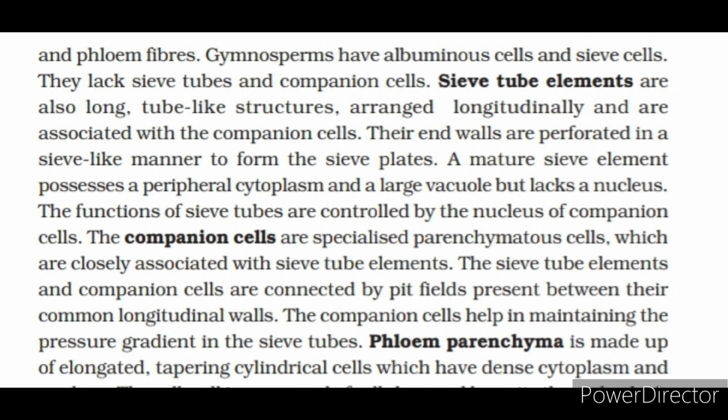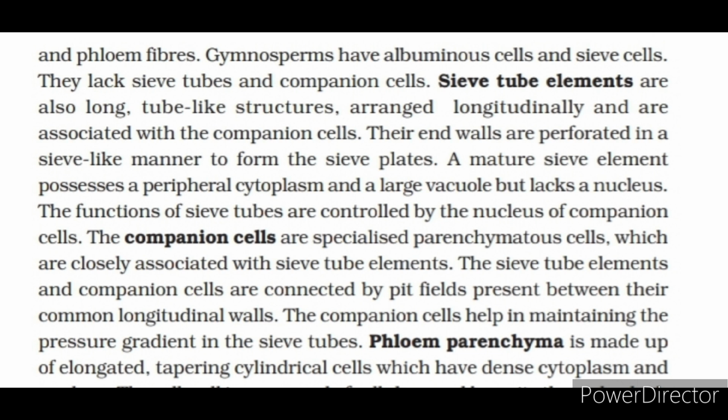Sieve tube elements are also long, tube-like structures, arranged longitudinally and are associated with the companion cells. Their end walls are perforated in a sieve-like manner to form the sieve plates. A mature sieve element possesses a peripheral cytoplasm and a large vacuole but lacks a nucleus. The functions of sieve tubes are controlled by the nucleus of companion cells.